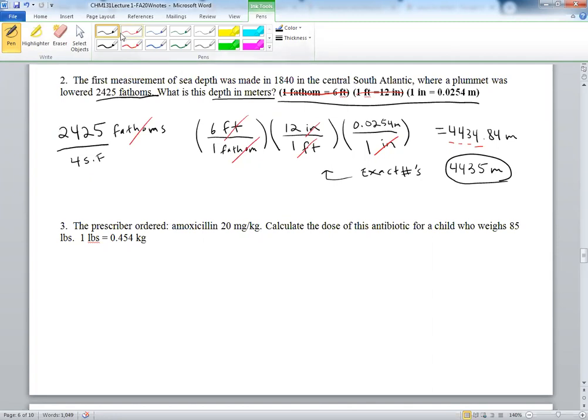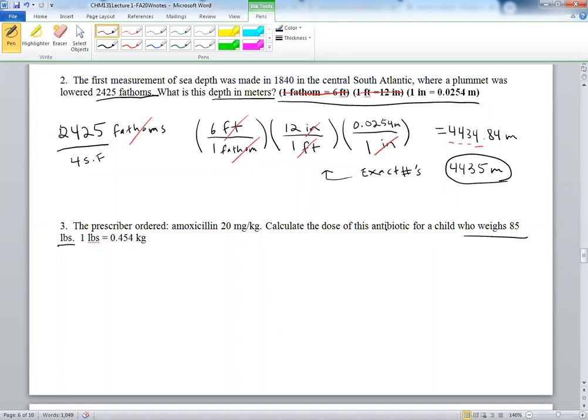Drugs are standardized this way. So calculate the dose of this antibiotic for a child who weighs 85 pounds. Okay. So if you notice here that the measurement is 85 pounds, this is not measured. You can look up any medicine you have at home. It's going to say the dosage. Like if you have Tylenol at home, it might say 500 milligrams. That's, let's say, in each tablet, right? Or how many should be given for a child.